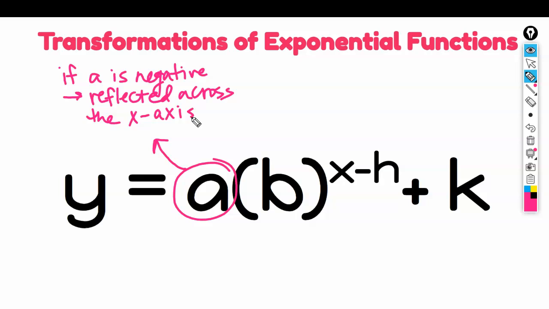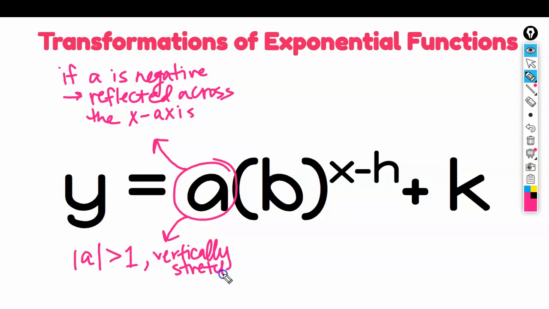The other thing that a tells us is if our graph is vertically stretched or compressed. So for this, we need to look at the absolute value of a. If it is greater than 1, then our graph is vertically stretched. If the absolute value of a is smaller than 1, then we will see that it is a vertical compression. So it is vertically compressed.